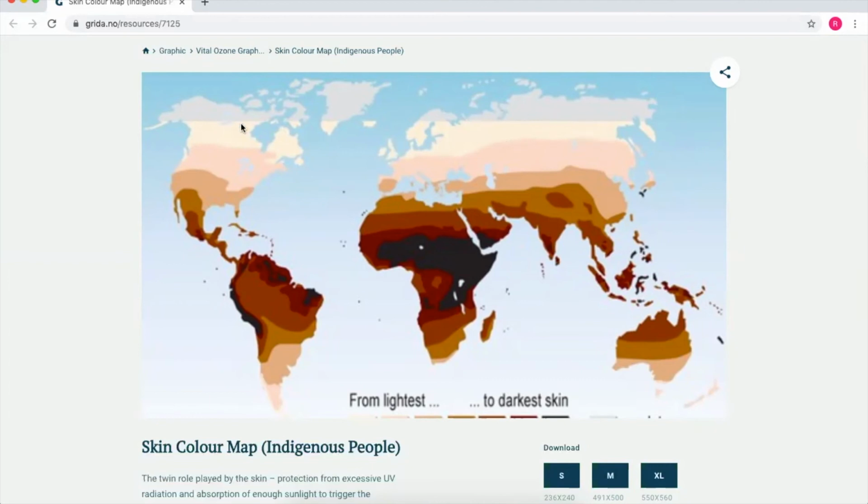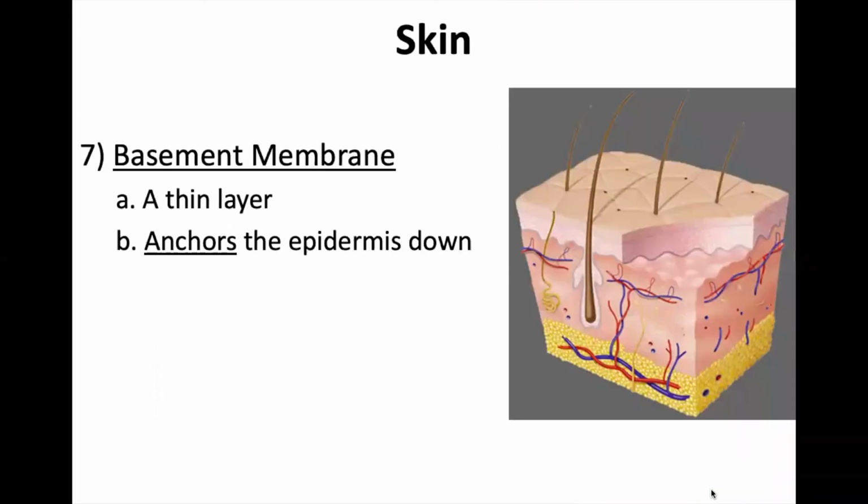So the whole point of this is the only purpose of your skin tones is to help you handle sunlight. That's it. That's all your skin color does. Sunlight protection and or letting it in, depending on what you need. That's it. Right, moving on.